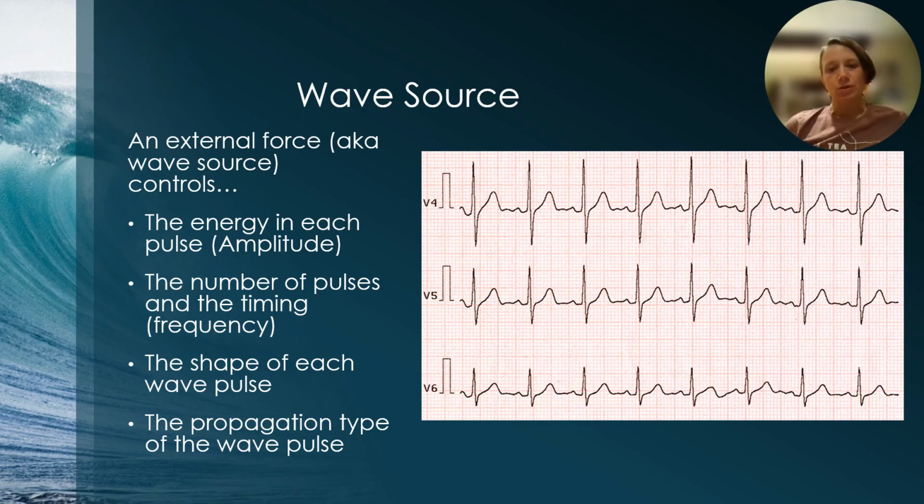The last thing the wave source determines is the propagation type of the wave pulse. Depending on the direction of the wave source relative to the medium, it's going to dictate the kind of wave, whether it's longitudinal or transverse or something different as it moves through the medium.